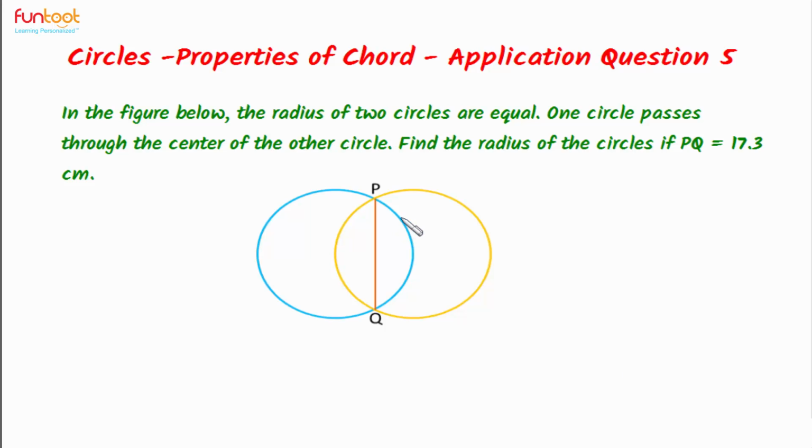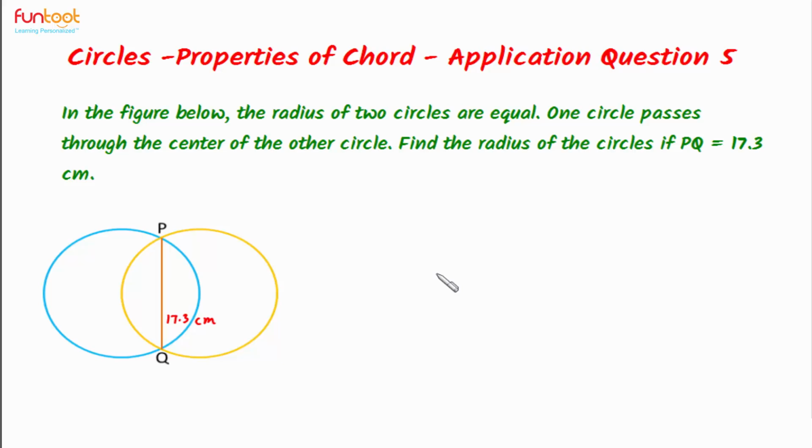In the figure here, we have two circles with equal radius and one circle passes through the center of the other circle. That means the blue circle passes through the center of the yellow circle and the yellow circle passes through the center of the blue circle. We have to find the radius of these circles if it is given that the length of common chord PQ is 17.3 centimeters.